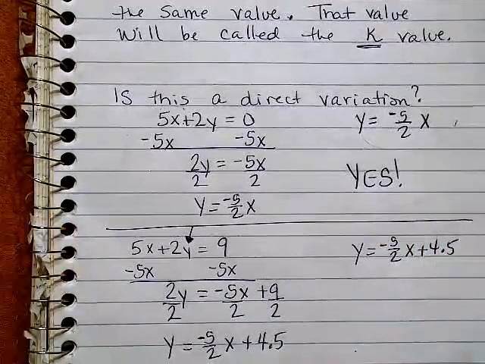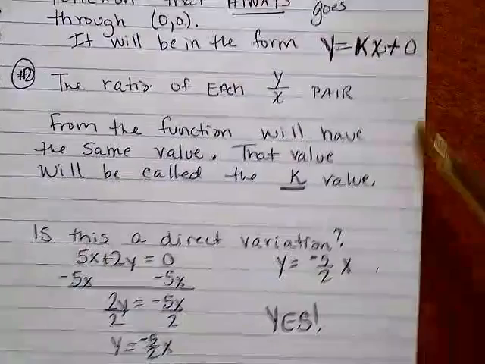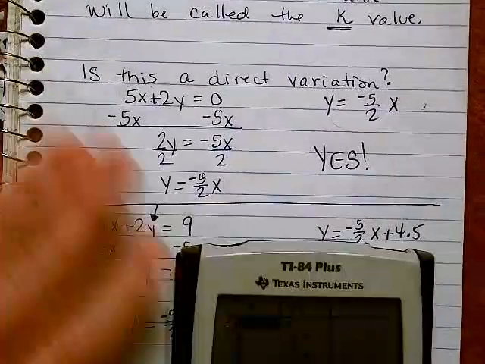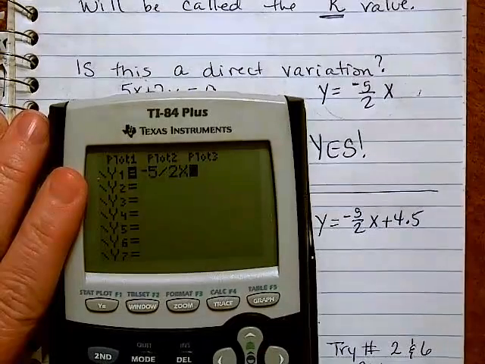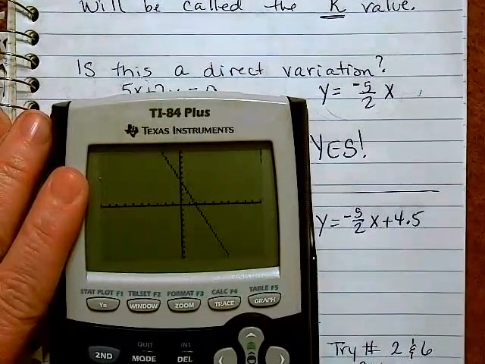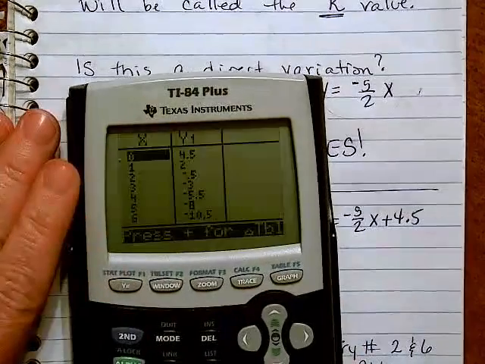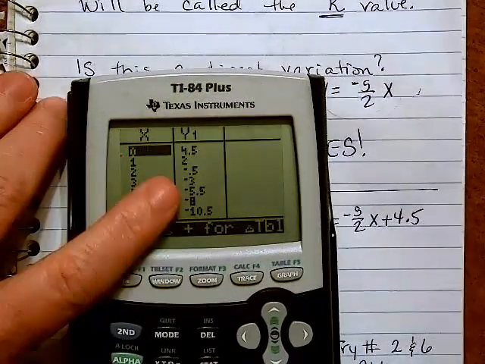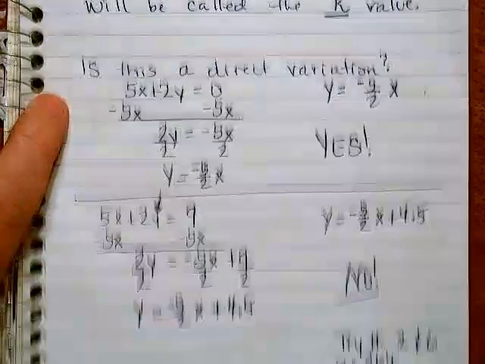So what do you think? When you compare this to the one at the top, they're not the same. That's got a 4.5 added to the end, and it's supposed to be only a 0. So I don't think this is a direct variation. Let's look at it on the calculator. It's negative 5 over 2x plus 4.5. Let's look at the graph. Does it appear to go through 0, 0? No, it does not. Go to the table. Is the value 0? No, it's 4.5. So this one is not a direct variation.